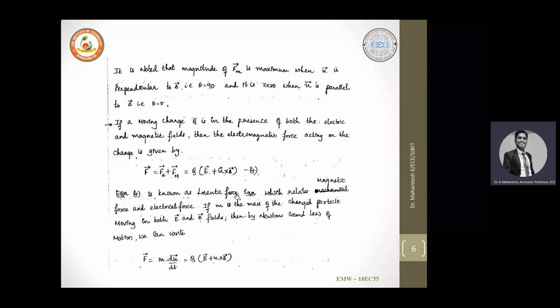If m is the mass of the charged particle moving in the electric and magnetic fields, then by Newton's second law of motion, we can write F is equal to ma, where acceleration a is defined as the rate of change of velocity with respect to time. Therefore, F equals m dv by dt, which is equal to Q times E plus v cross B.